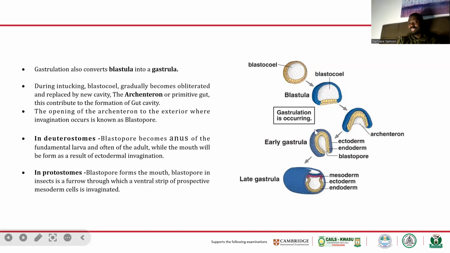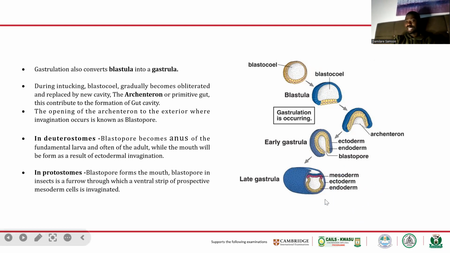But as the invagination continues, it will later form the three germ layers. The three germ layers are the mesoderm, the ectoderm, and the endoderm. You will really appreciate these things very well when we get to animal diversity, because that is how we're able to differentiate between all the animal kingdoms that we have. The germ layers really explain the differences between animals. So you are going to appreciate it more when we get to animal diversity.